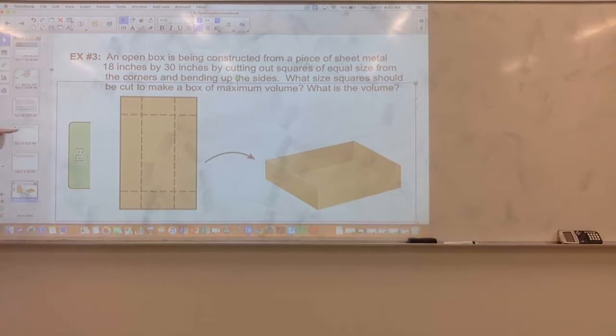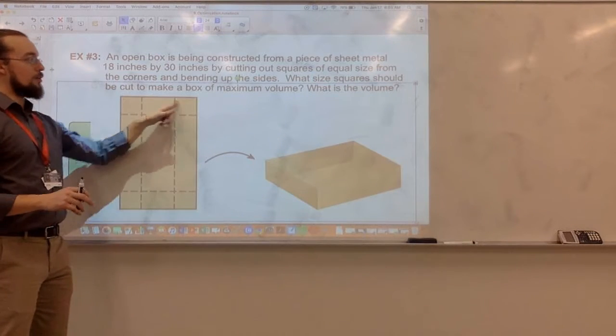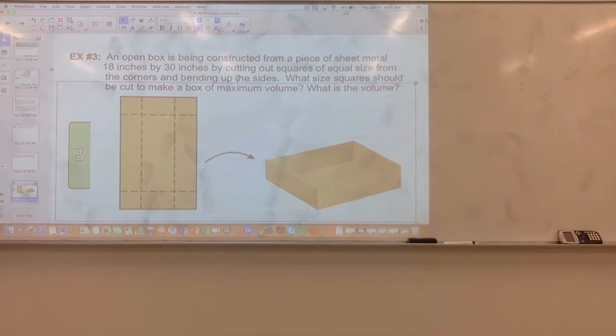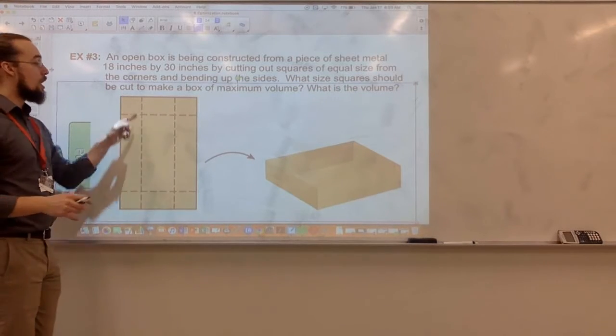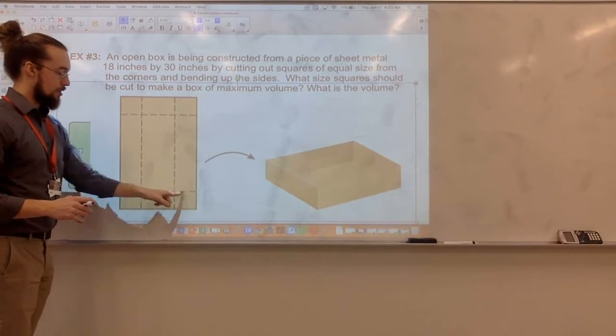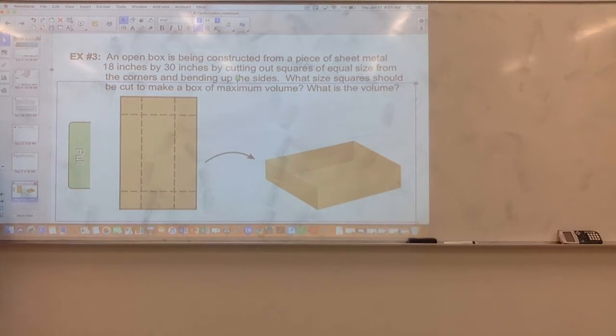Okay, come on. We have 4 minutes left. You have this on your sheet. You've got your piece of sheet metal. There's a rectangle on there, isn't there? So this is what we're doing. We're taking this rectangle, cutting out these corners so that I can fold up the sides and create a box. My goal is to figure out how to create the box of maximum volume.